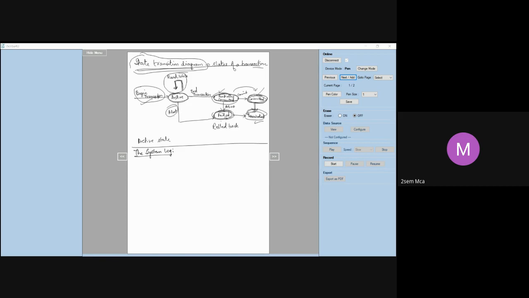Now, when we are talking of a log, a log is always required to help us recover from failures. In order to recover from the failures, the system will maintain a log to keep track of all the transaction operations.